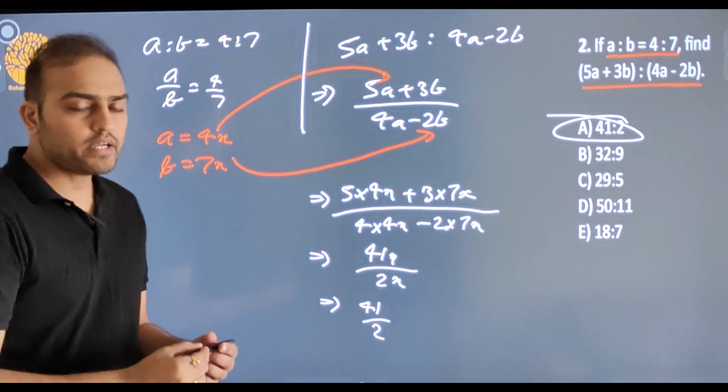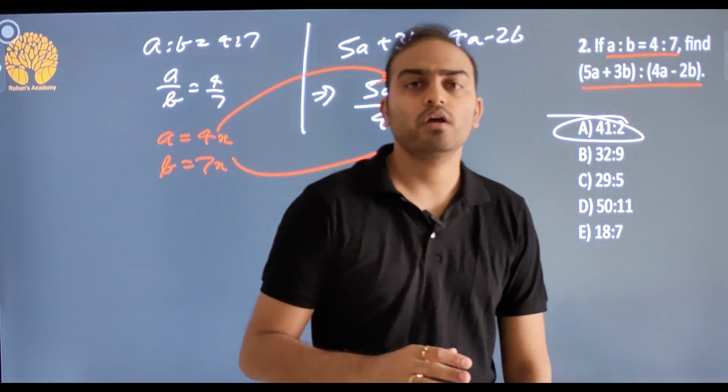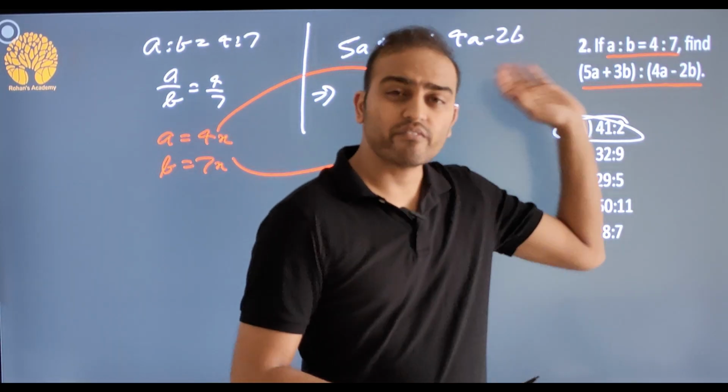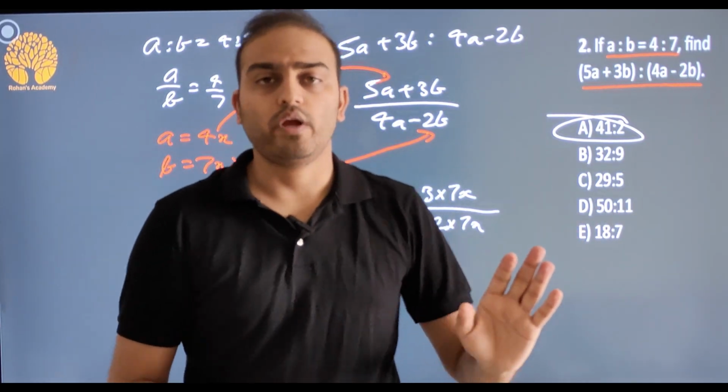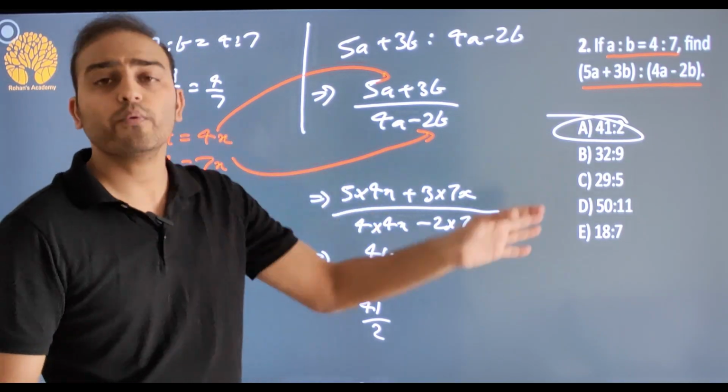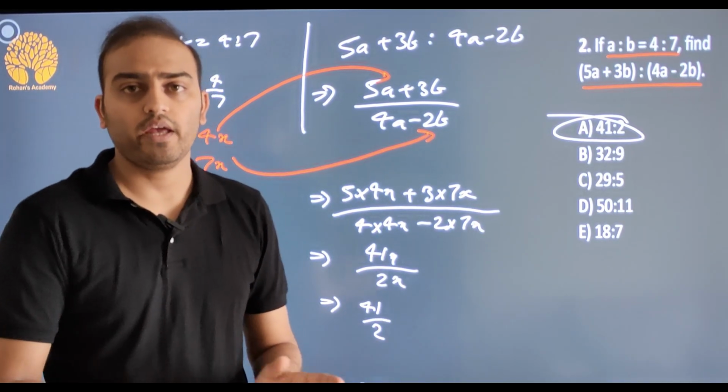The point is that whenever ratios are given, just close your eyes and simply assume a as 4x, b as 7x and solve. That's the fastest way to solve such questions, or not just such questions, any question which has a ratio in it.